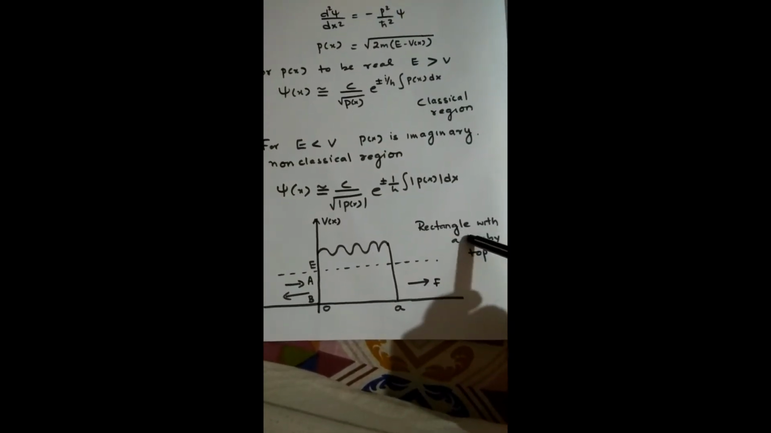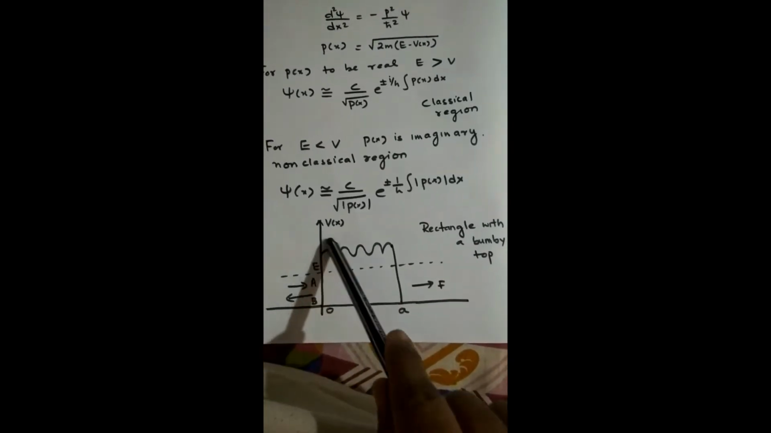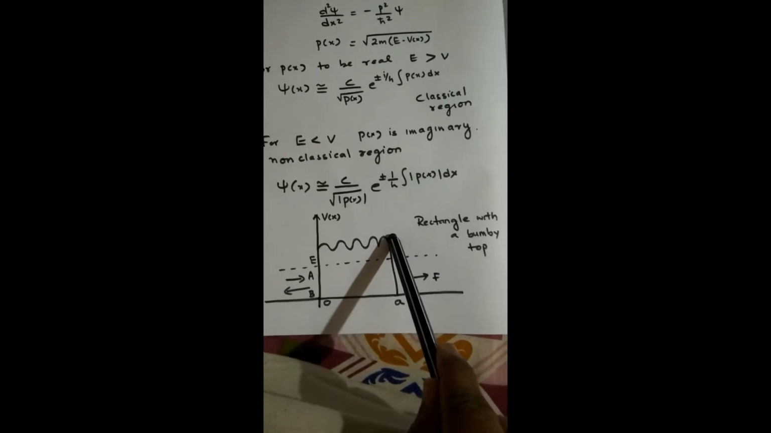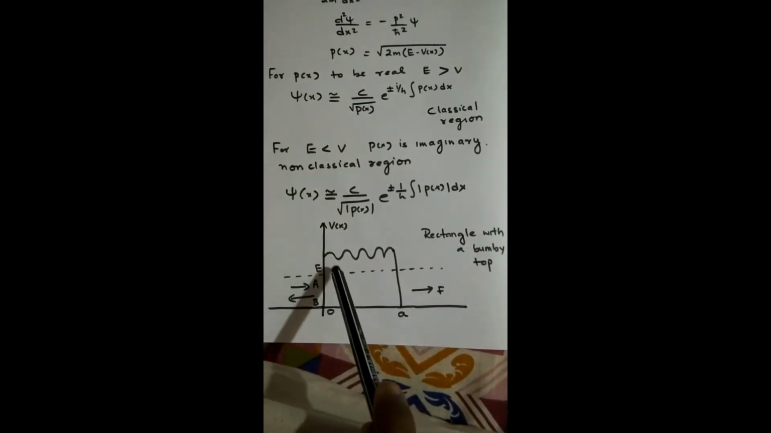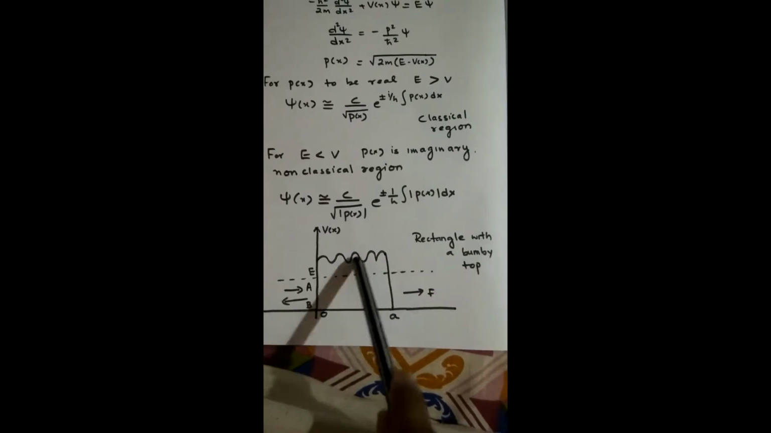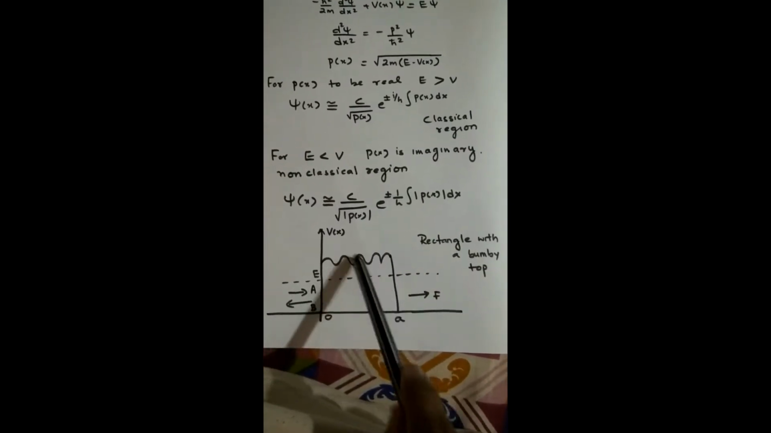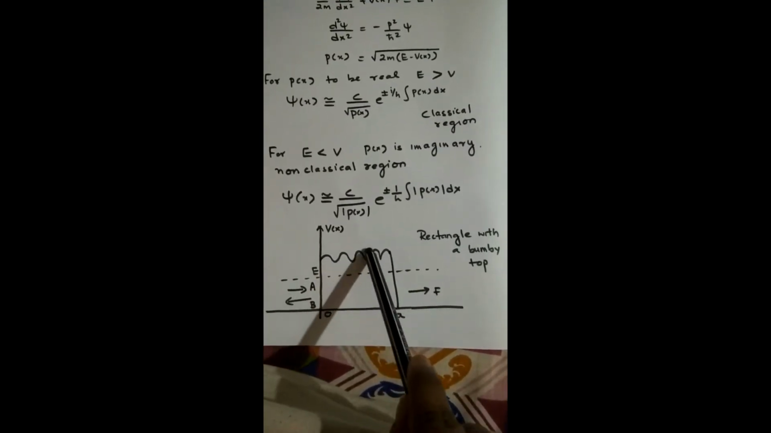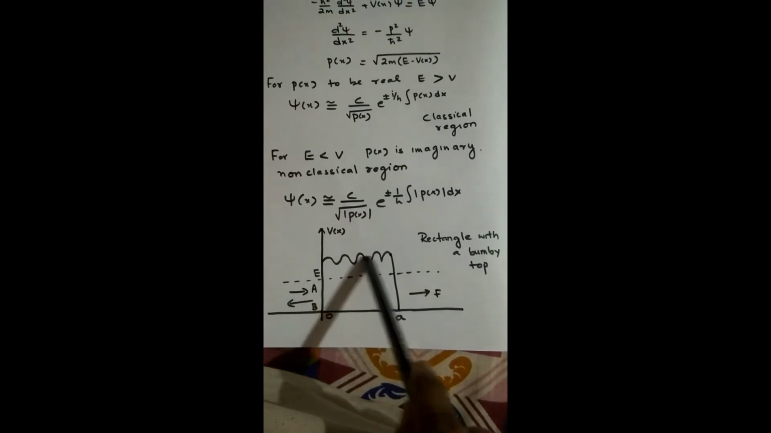Now, because we know the WKB wave function, we will simply apply it in a new system. Generally you have studied tunneling where the surface we take to be very flat. But in real life situations, the surface need not always be flat. So there could be a rectangle with a bumpy top. This is the bumpy top. Last class we had discussed a square well with a bumpy bottom. Now we are discussing a tunneling barrier with a bumpy top.